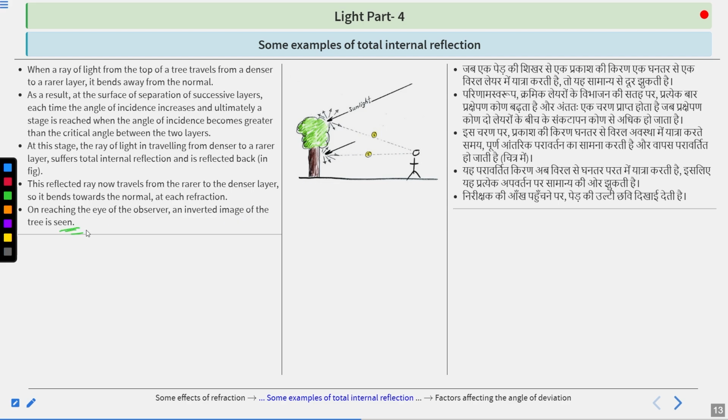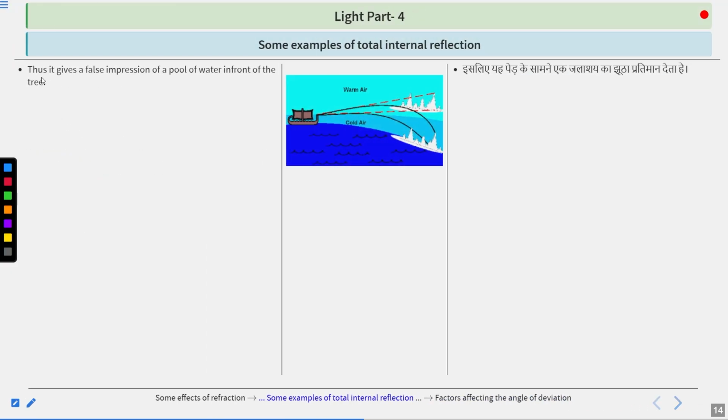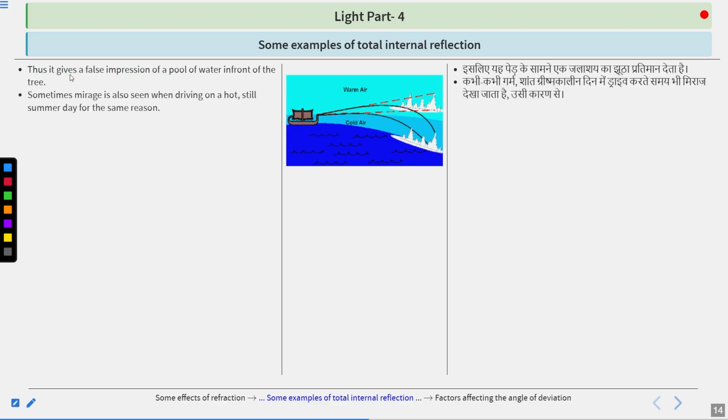That's why the observer often gets confused or fooled that there must be water there, but there is actually no water. Thus, it gives a false impression of a pool of water in front of the tree. Sometimes a mirage is also seen when driving on a hot, still summer day, for the same reason.